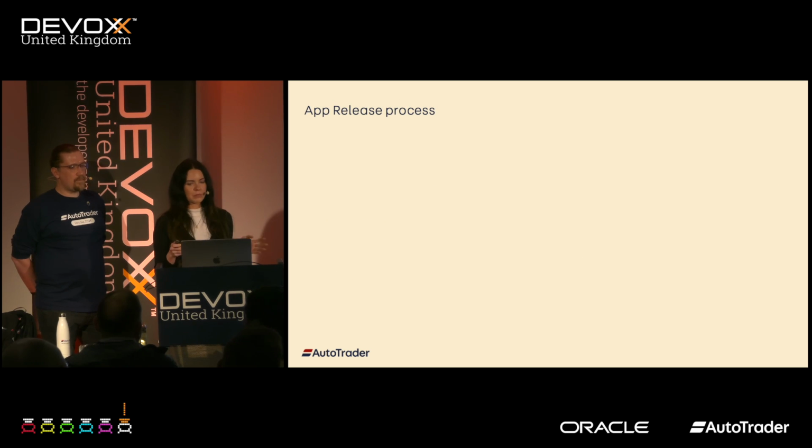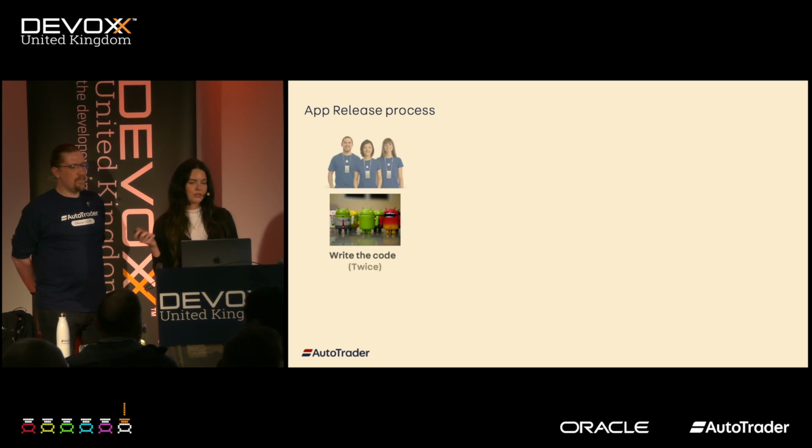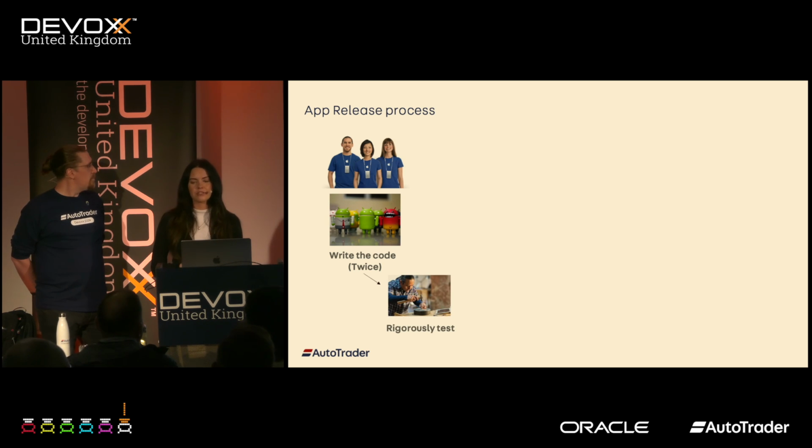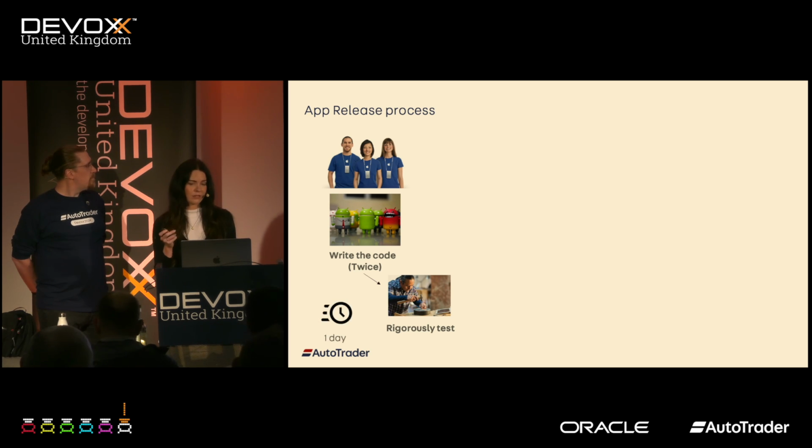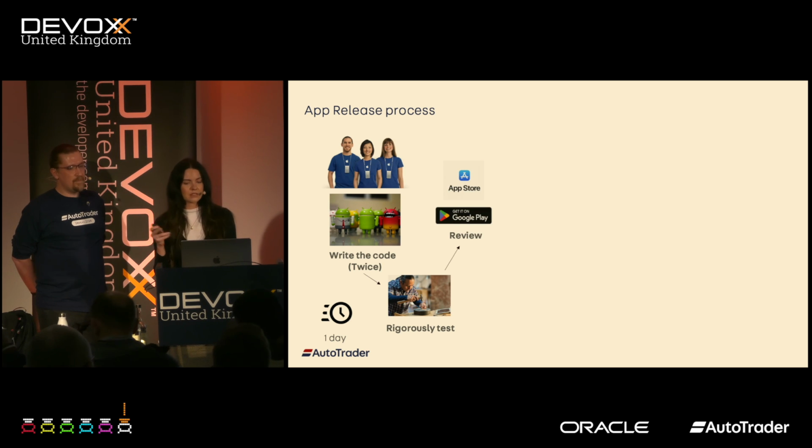So going over this a bit more, we write the code twice. Then we have to do a heavy test and regression pass due to the nature of the code base and the fact that we can't roll it back or roll over. At the quickest, this can take a day alone. Then we have to release it to the stores, and that can take up to 72 hours.